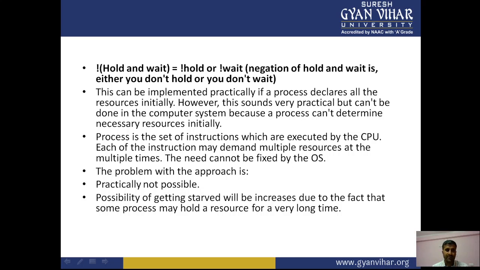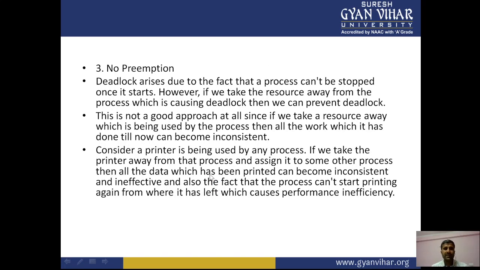So we have a process P1 holding R1, as R1 is allocated to P1, but P1 requires R2. P1 is waiting for R2, so the hold and wait condition is there. Okay, so this is all about the hold and wait condition. Now the third one is no preemption. No preemption condition: deadlock arises due to the fact that a process can't be stopped.